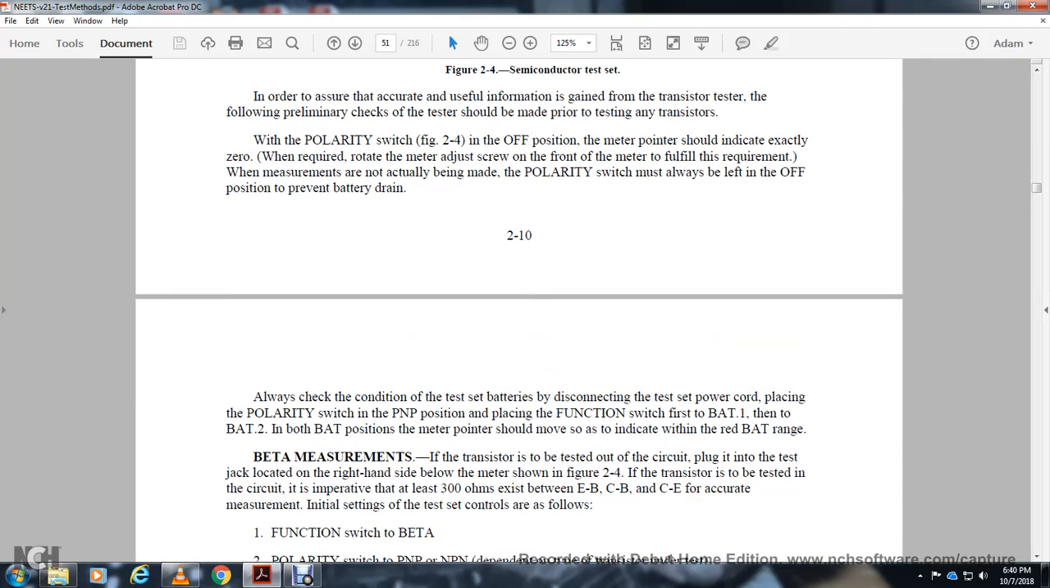Disconnect the set power cord, placing the polarity switch in the positive, then negative position, and the function switch on battery 1, then battery 2, then both battery positions. The meter pointer should move the indicator into the red battery range.